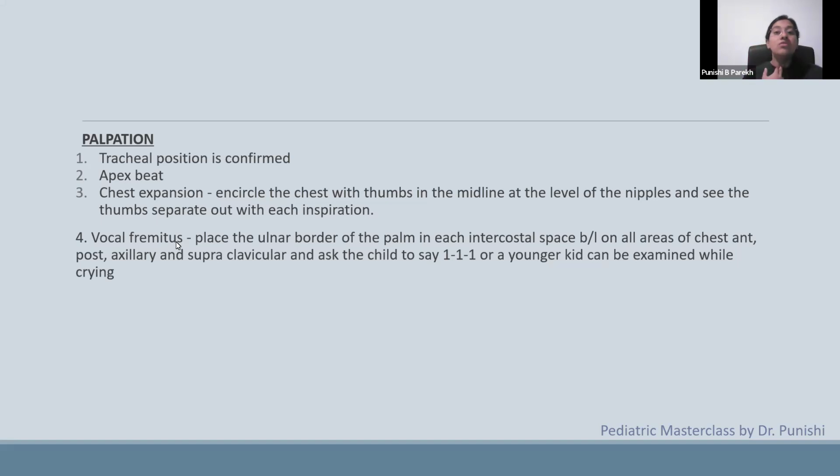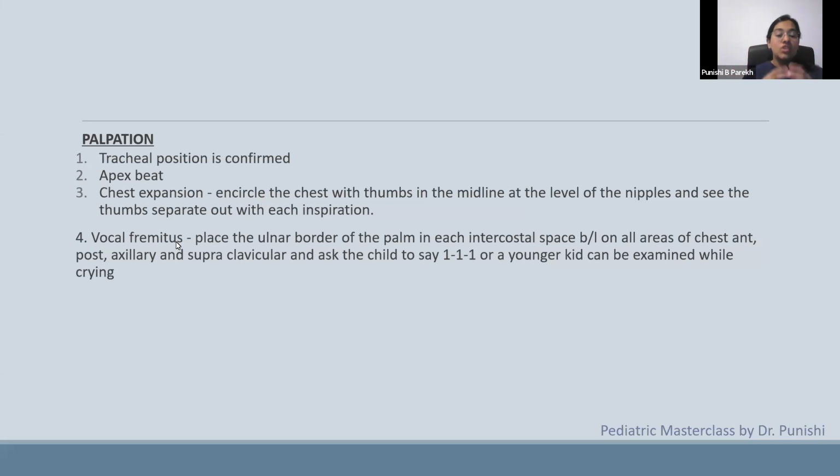However, if you're not able to trace the trachea when you move your finger from the cricoid cartilage down, it will tell you whether the trachea has shifted to the left or more towards the right. The next thing is apex beat. So you were able to see the apex impulse on inspection and you palpate for the apex beat in your palpation examination. Next is chest expansion.